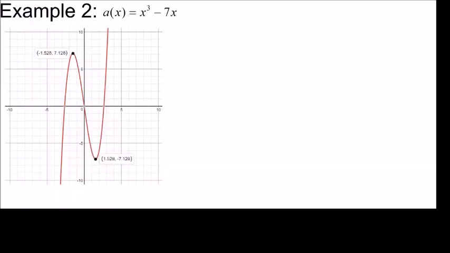So here's an example. I have this function a of x equal to x cubed minus 7x. Now, if you look at this graph, if you want to look at if there's symmetry through the y-axis, you look to the left and right of the y-axis, but you don't see the same thing. You don't see a mirrored image. So this doesn't appear to be an even function.